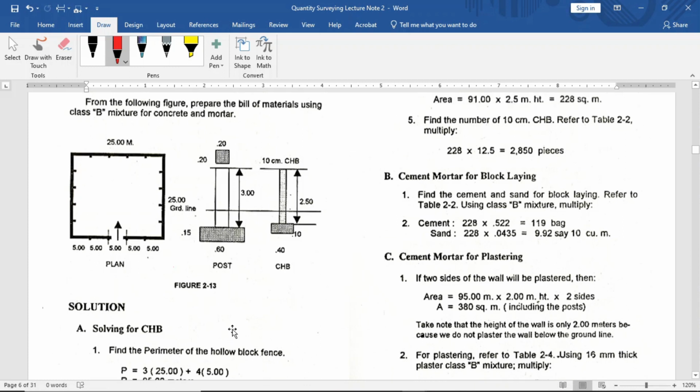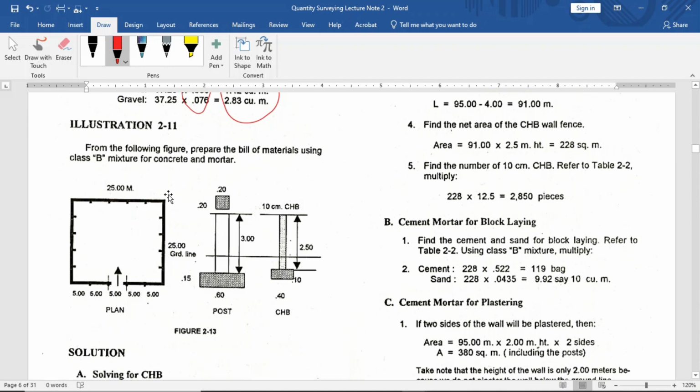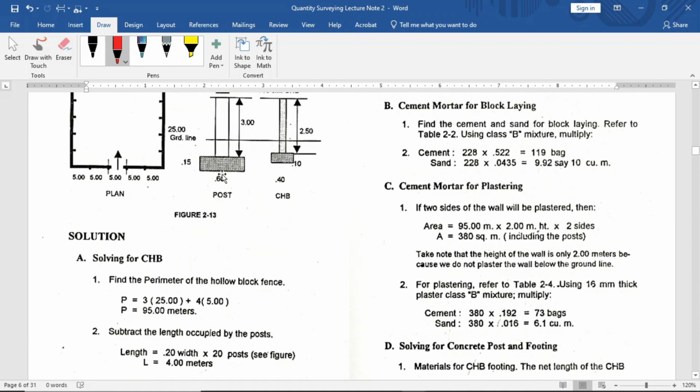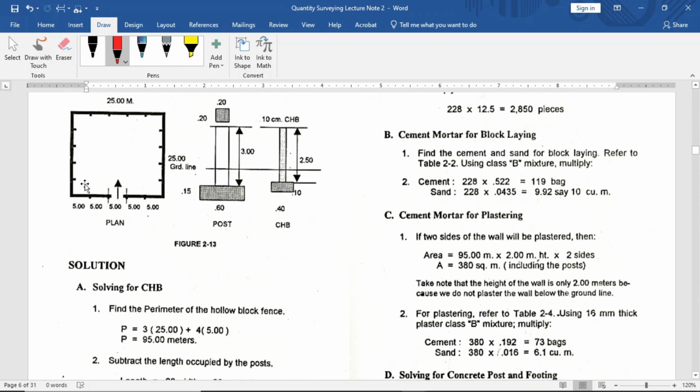So, first is solve for the CHB, kasi ang pinapahanap natin dito is CHB, using concrete and mortar. So, ang perimeter is 3 times 25. Ilang 25 yon? 1, 2, 3. 75 meters plus 1, 2, 3, 4, na 5 meters na length. Kasi ito, bukas yan. So, ang perimeter is 95 meters.